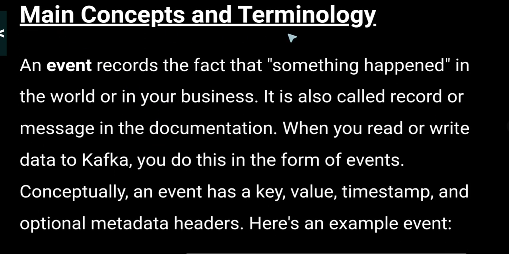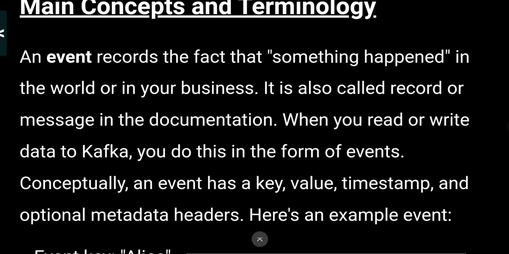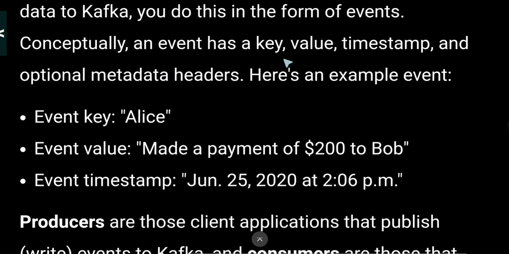Main concept and terminology. An event records the fact that something happened in the world or in your business. It is also called a record or message in the documentation. When you read or write data to Kafka, you do this in the form of events. Conceptually, an event has a key, value, and a timestamp, and optional metadata headers.